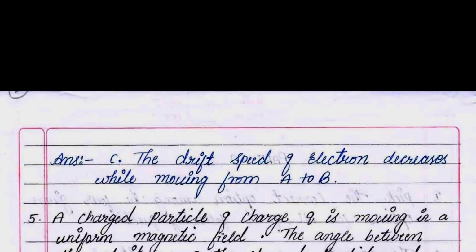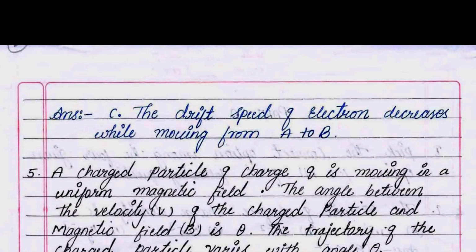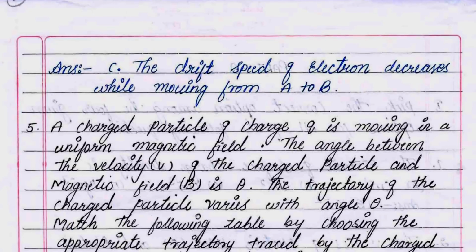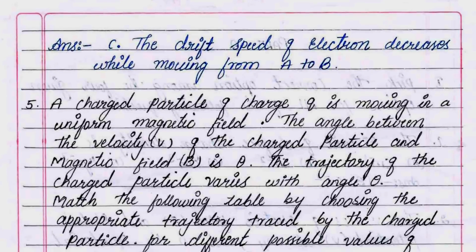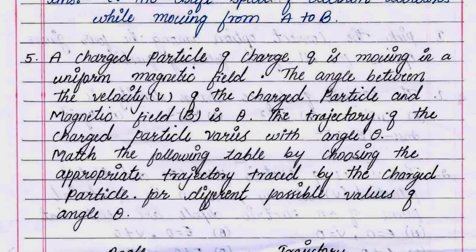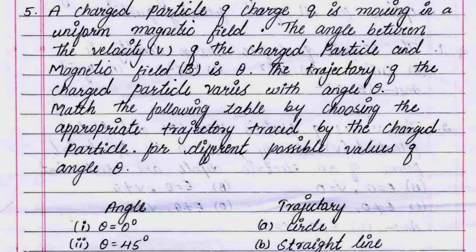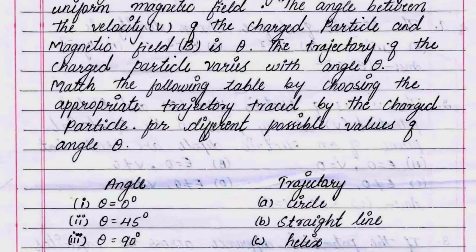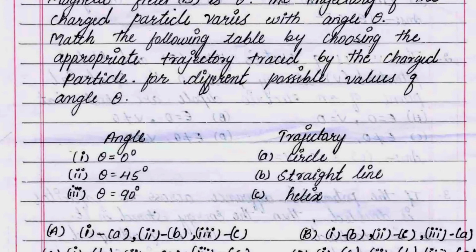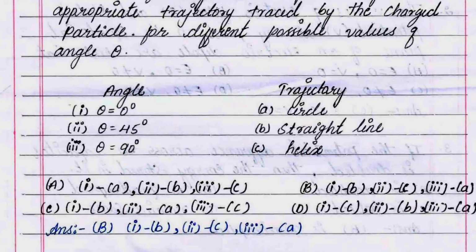Fifth, a charged particle of charge Q is moving in a uniform magnetic field. The angle between the velocity v of the charged particle and magnetic field B is theta. The trajectory of the charged particle varies with angle theta. Match the following table by choosing the appropriate trajectory traced by the charged particle for different possible values of angle theta. Angle, trajectory. First, theta is equal to 0 degree, circle. Second, theta is equal to 45 degree, straight line. Third, theta is equal to 90 degree, helix.